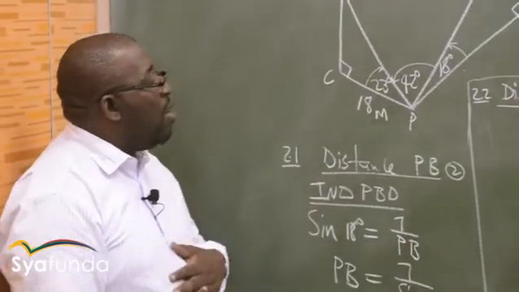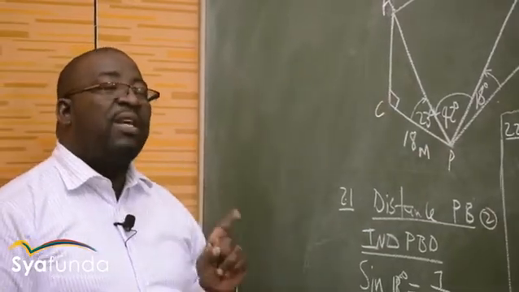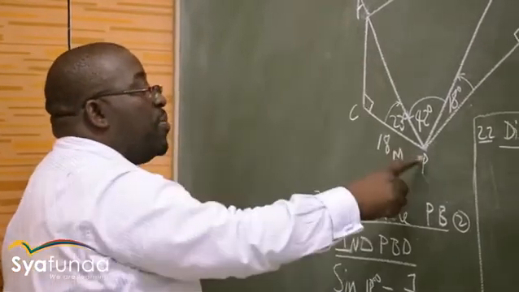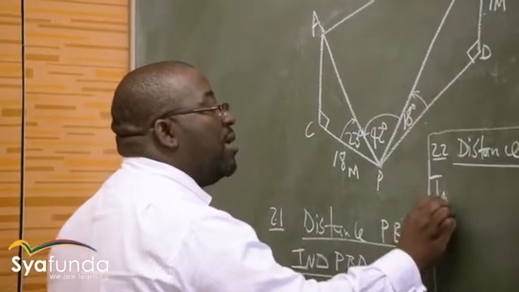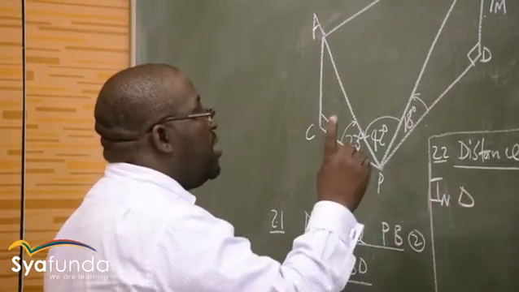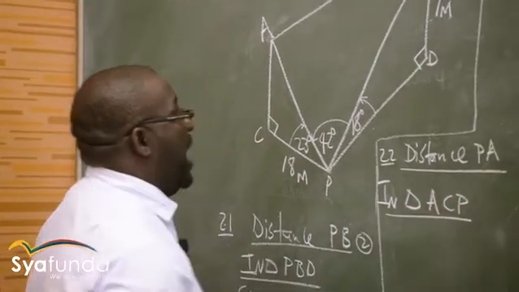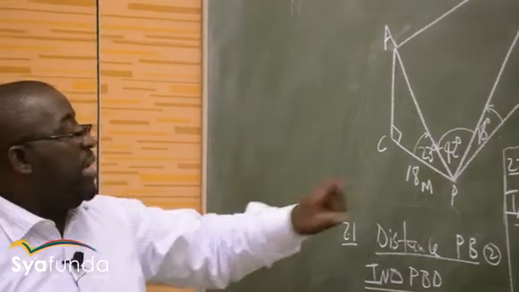Okay, going back again to PA. This is the PA. In which triangle? It is important that I mention the triangle I am going to use. In this case, for PA, I can use this triangle. So in triangle ACP, I'm going to use the triangle ACP.